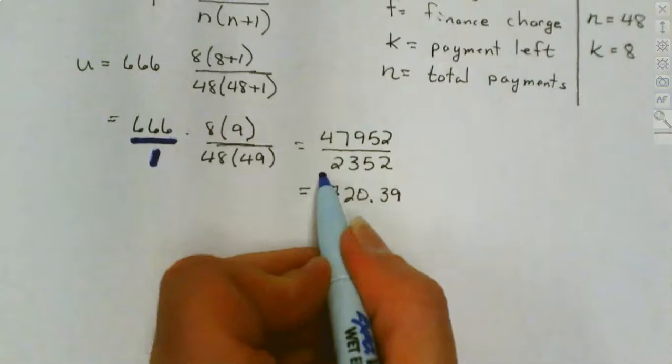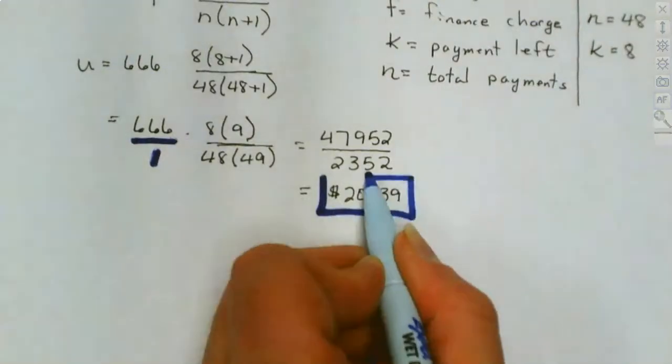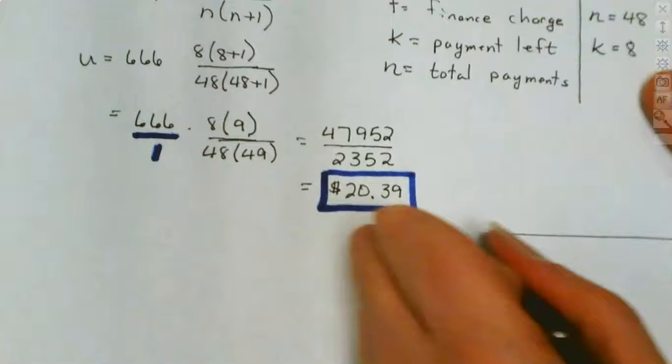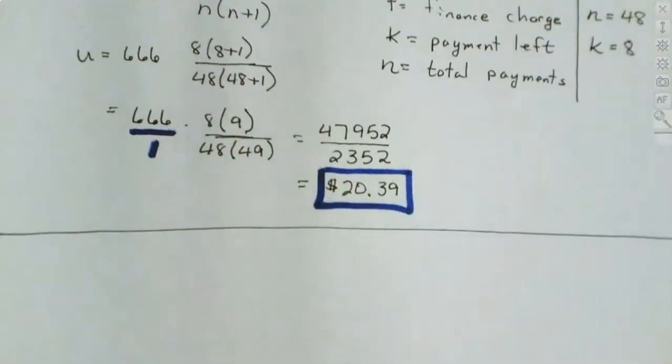If you divided too early, you might be off by a few cents. So always divide at the very, very end. Multiply first, divide at the end on that one. So is everyone okay with that? So if we paid that loan off with 8 months left, we would save $20.39. Okay?